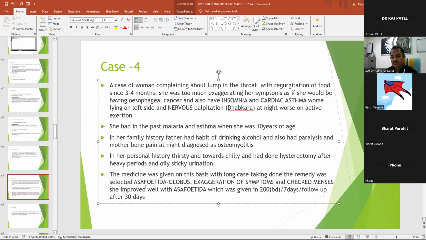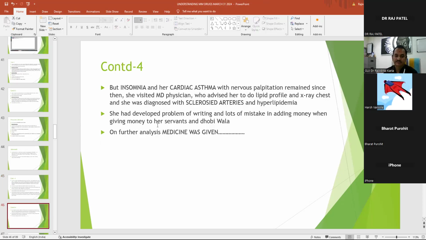The medicine was given on the basis of long case taking. The remedy is asafoetida. It is that simple. Globus, exaggeration of symptom and checked menses. She improved with asafoetida, which was given in 200 potency BD for 7 days, followed after 30 days.